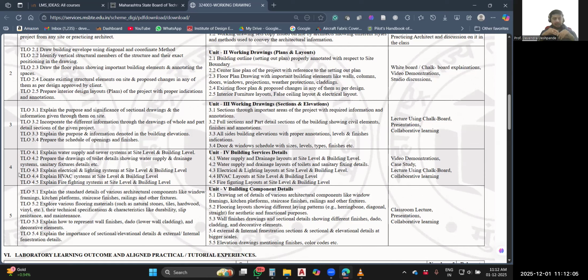Then the next theoretical learning outcome shall be to learn how to explain HVAC systems at site level and building level. So here we could be basically taking a look at the heating and ventilation system at site level and at building level. How to cool the building, how to heat the building, and how to dehumidify the air and make the user more comfortable thermally.